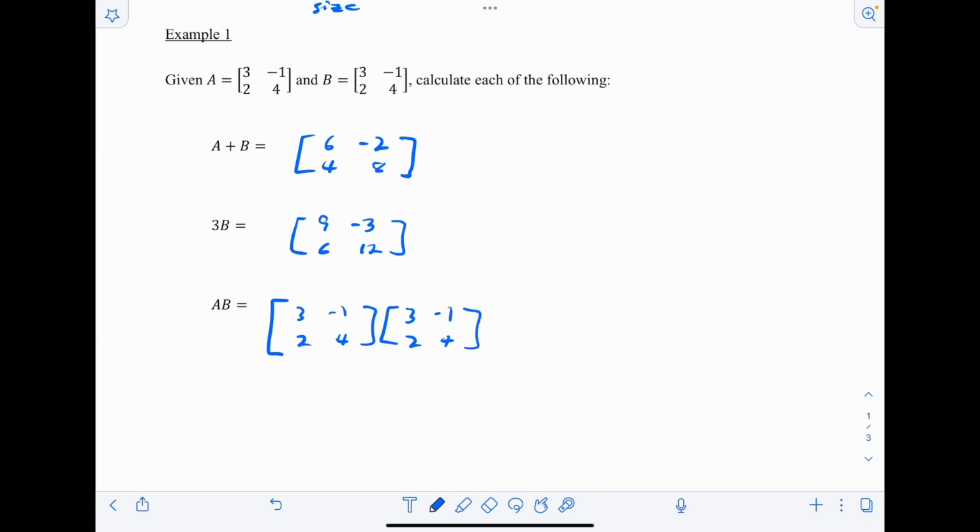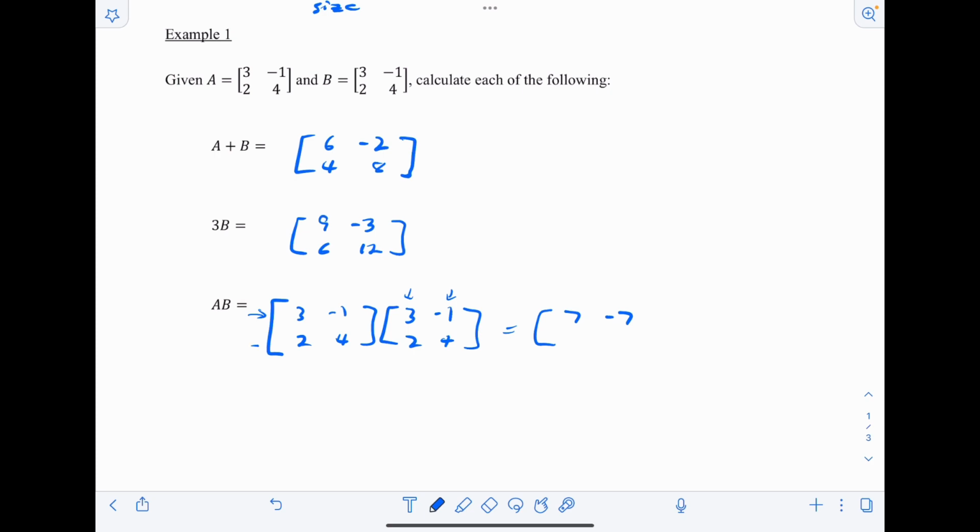So in this case, again, we're going to take that first row, multiply it by each of the columns, adding the results. So 3 times 3 is 9. -1 times 2 is -2. 9 minus 2 is 7. And then we've got 3 times -1 is -3. -1 times 4 is -4. -3 and -4 is -7.